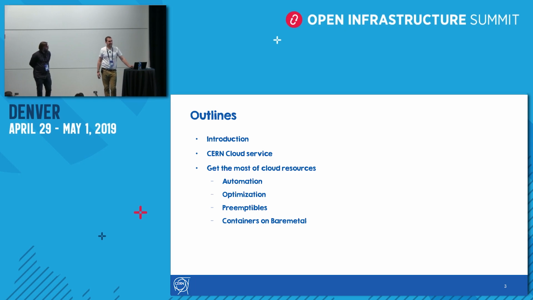What we are going to talk about is what we do at CERN, how we build the CERN private cloud, and, getting into details, how we get the most of the resources that we have available, how we are doing automation, how we are doing optimization, looking into spot or preemptible instances, and doing containers on bare metal.